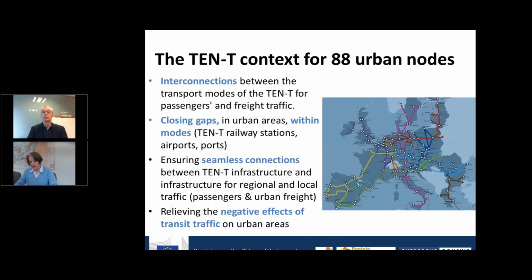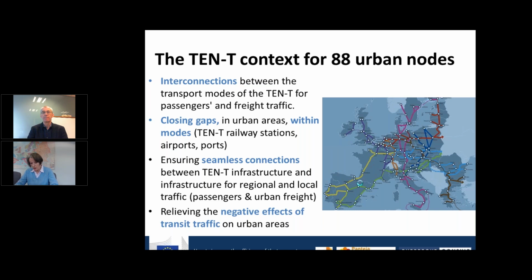Coming to the focus of the study, were the 88 urban nodes of the core network, and they have a special function in the core network. They should interconnect between the transport modes of the TEN-T for passenger and freight traffic. They should close the gap in the urban areas within the modes and within the TEN-T elements, which are the railway stations, airports, and ports.